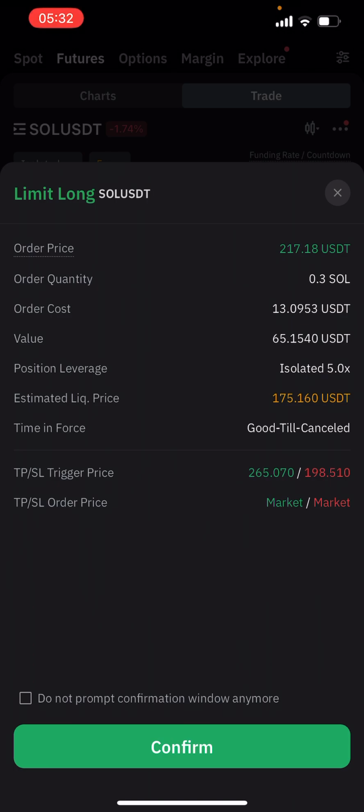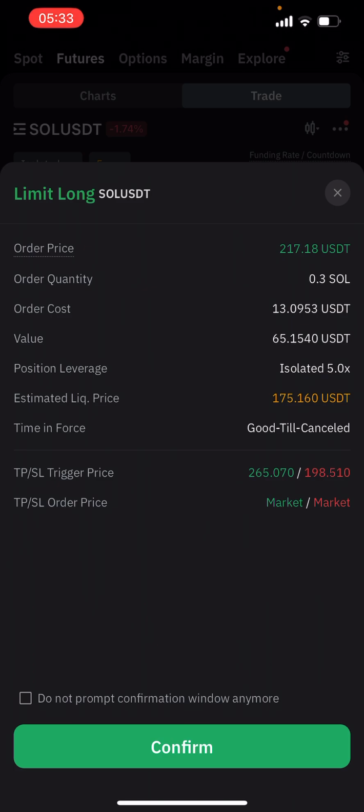Estimated liquidation price. Here, the thing is, if you are longing, you must make sure your liquidation price is less than your stop loss price, because liquidation price actually means whenever the market hits your liquidation price, you will lose the total money that you are putting on the trade. We are risking $13 for this trade now. Assuming the market hits my liquidation price, I'm going to lose the whole $13.